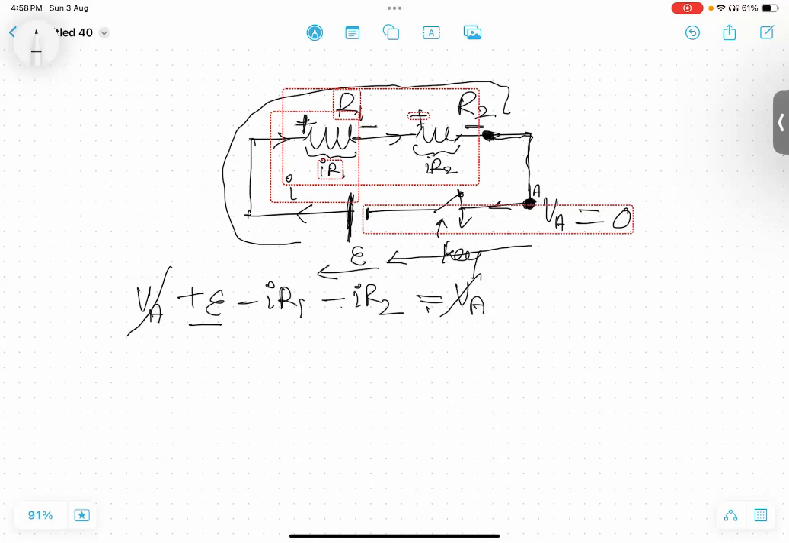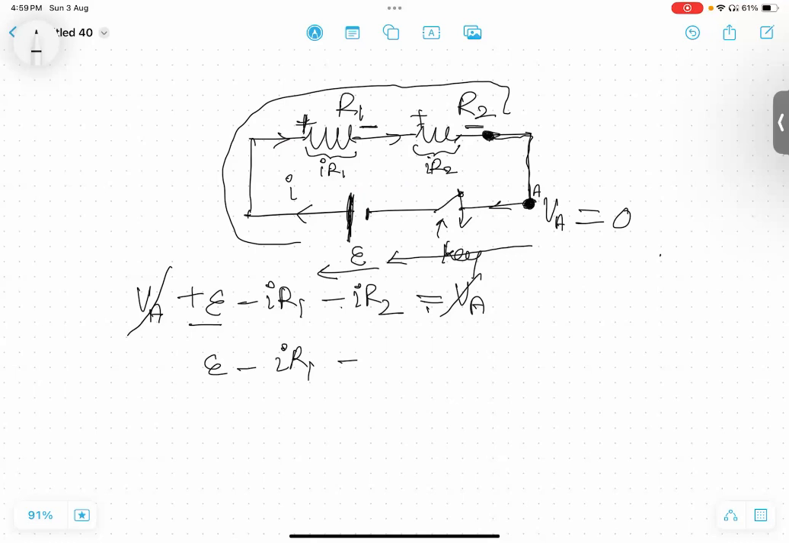Okay, so you didn't have to go through the formality of assuming VA. You can just write it as zero, and you can do the calculation. So from next time, I will write all the EMFs and drops and make the sum equal to zero. Okay.